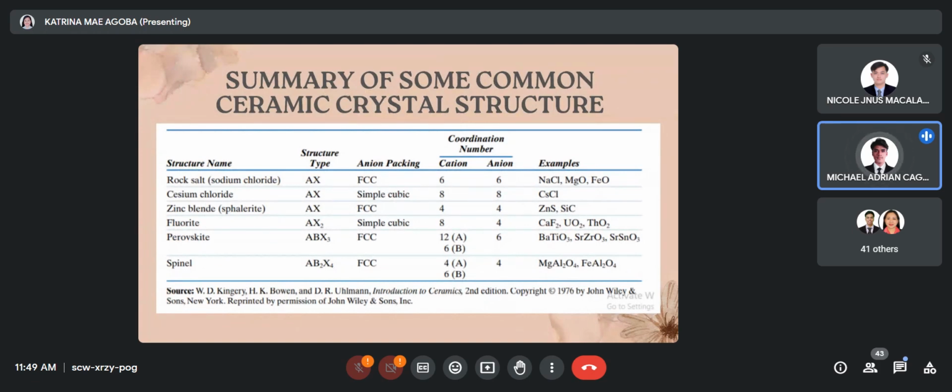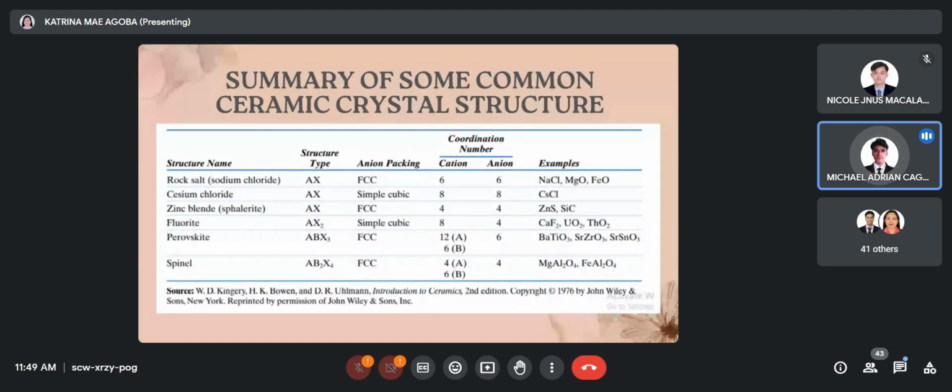So for the summary of some common ceramic crystal structures. Sa rock salt, ang type niya is AX. An ion packing is FCC. Cation and anion are both 6. And example nito yung table salt tsaka ayan, MgO, FeO.